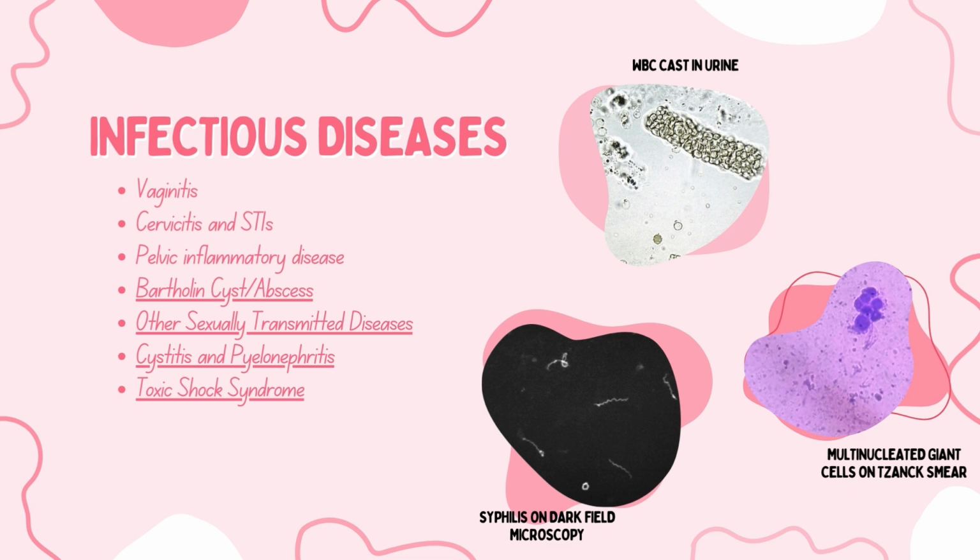generalized and possibly tender lymphadenopathy, arthritis, meningitis, headache, hepatitis, and alopecia. There is also something called condyloma lata, which is a wart-like moist lesion that involves mucous membranes and other moist areas. These are highly contagious.